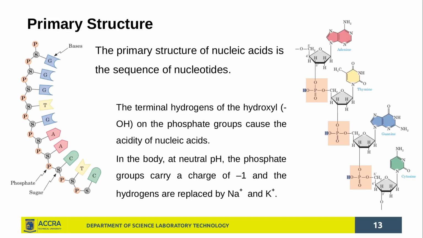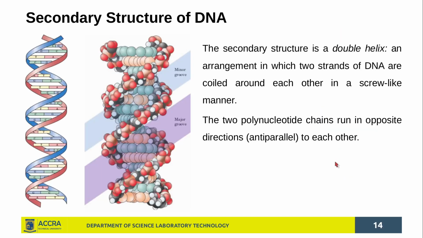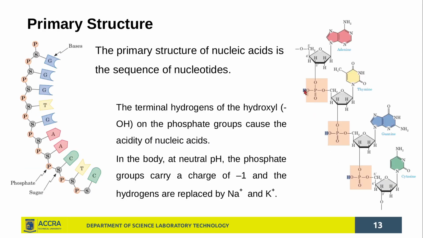When we came to proteins, we said the bond that exists there is a peptide bond. Here you see the bond that exists between the nucleotides in a sequence is a phosphodiester bond. Again, we mentioned earlier that the phosphate group is responsible for the acidity of the nucleic acid, because it is able to donate a hydrogen ion.